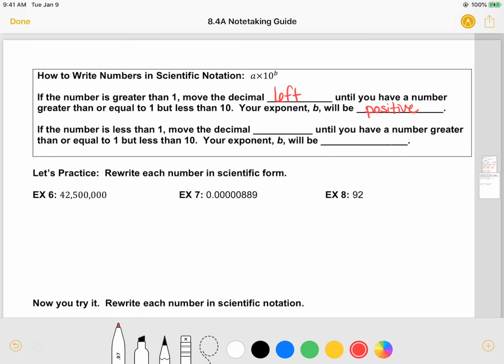Now, if the number is less than 1, so it's a very small number, we are going to move the decimal to the right. So we're doing the opposite of what we were doing when we were taking the number from scientific to standard form. Now we're going from standard form to scientific, and we are going to be doing the opposite. If we have a very small number, that means our exponent b is going to be a negative number.